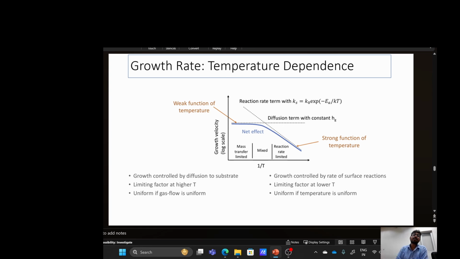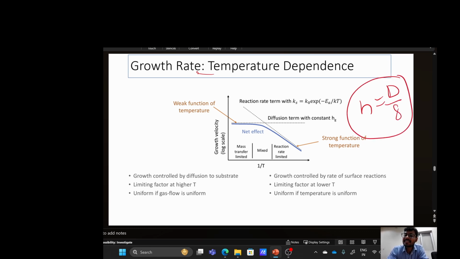And the growth rate with temperature. There are two regimes that we have seen. One is reaction rate limited, and one is mass transfer limited. Mass transfer limited is the diffusion limited one. So we are assuming that H is equal to D by delta.